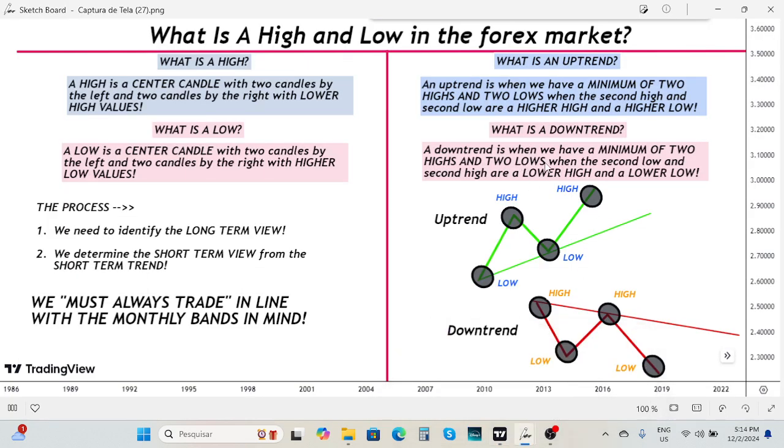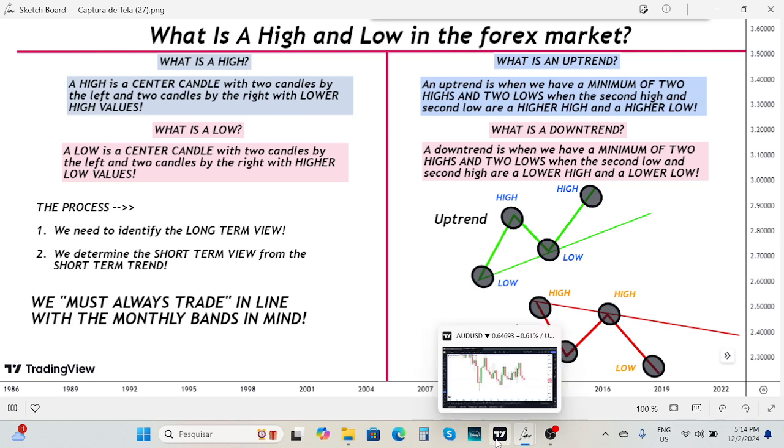Now, the process: we need to identify the long-term view. That is the number one thing we need to do when we want to know what is a high, a downtrend, or an uptrend. First of all, we need to identify the long-term view.